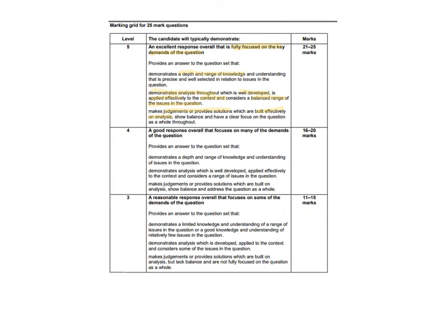So this is the mark grid that you'd get in a mark scheme for a 25 mark, and I'm just focusing on level 3 to level 5. Now if we look at level 5, I've highlighted some key points which relate to what I've just mentioned in my advice. For example, it's fully focused on the key demands of the question. If you don't answer what the question is asking, you're not really going to get into level 3 and beyond, and you've got no chance of getting to level 5.